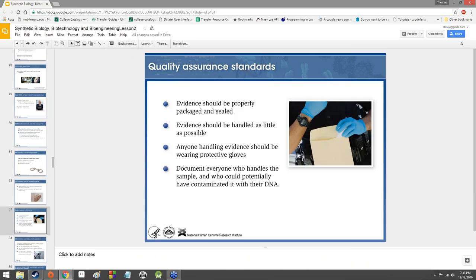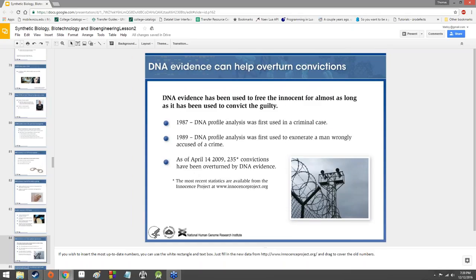So DNA evidence has not only helped to implicate persons in a crime, or not implicate, but identify persons involved in a crime. It's also been used to overturn wrongful convictions in the past. In 1987, DNA profile analysis was first used in a criminal case. In 1989, DNA profile analysis was first used to exonerate a man wrongly accused of a crime.